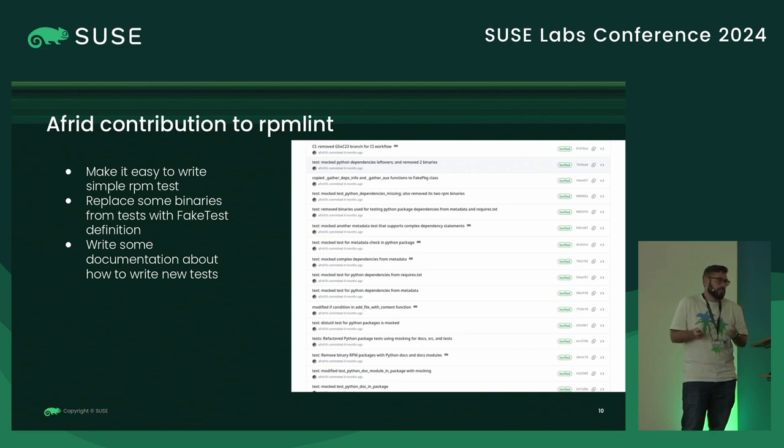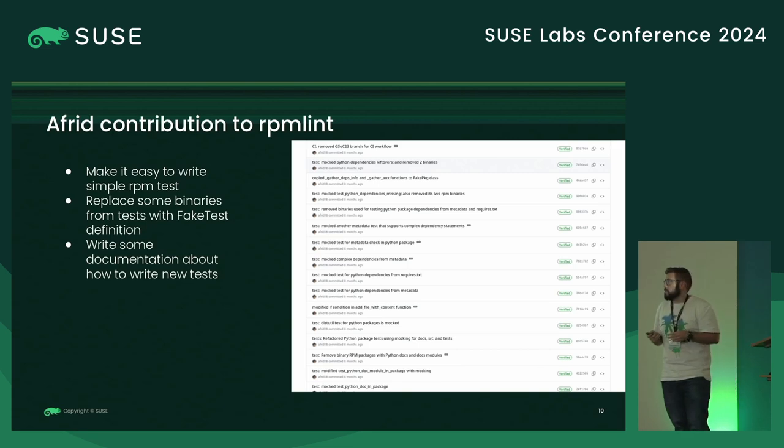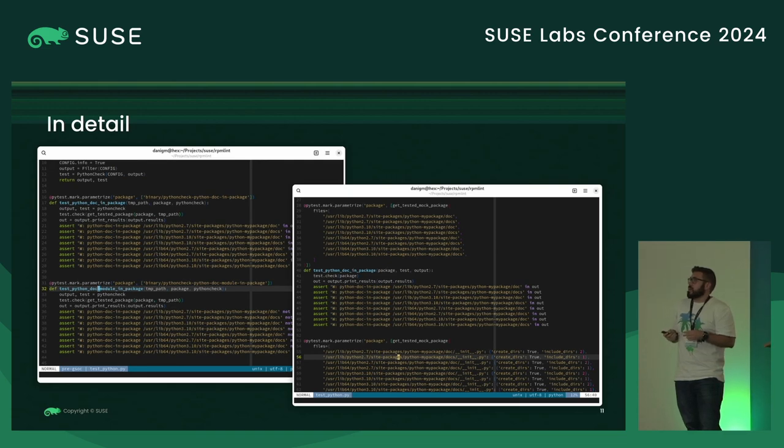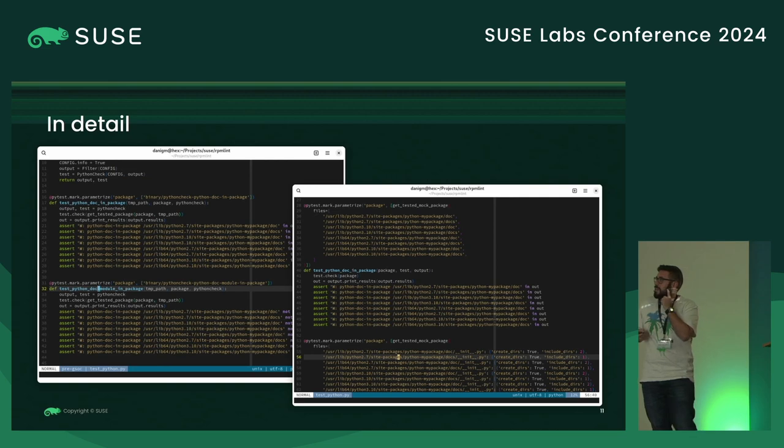And these tests are not binary files, they are Python code. So we have in a Python file all the description of the RPM that you want to replicate to do the test. It's a lot easier to understand and to maintain in time. So I think that no one can see anything, but I will explain.